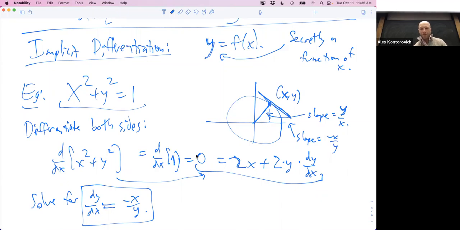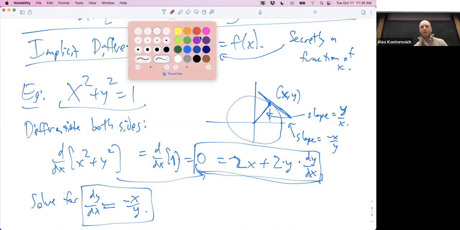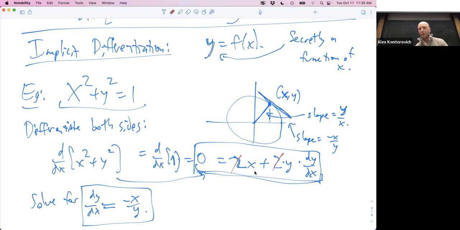So if you have this equation, this is the derivative of y with respect to x. Let's solve for it. I can divide out the 2's. I'll move the x to the other side, that becomes a negative x. And I divide by y, and that becomes negative x over y.